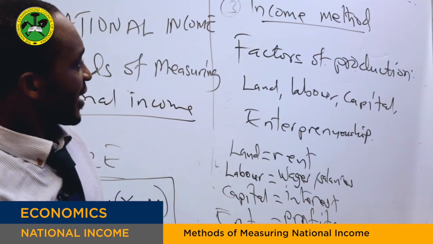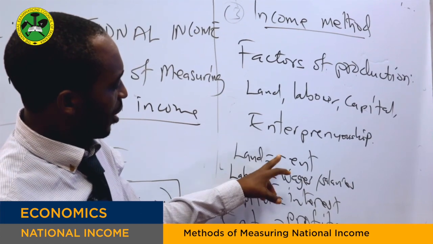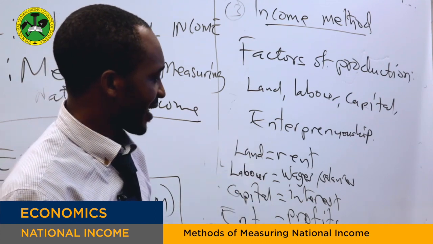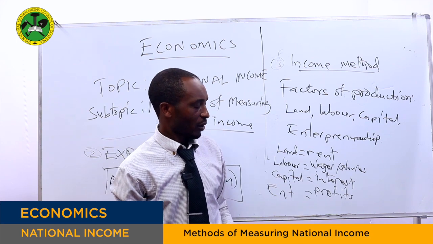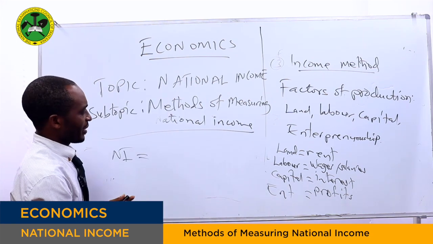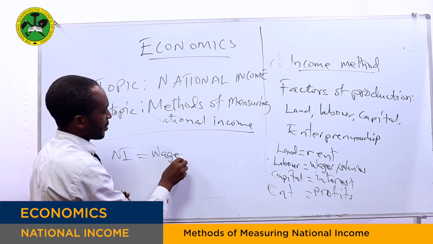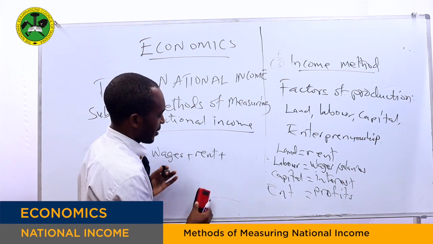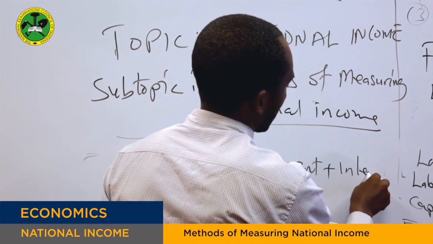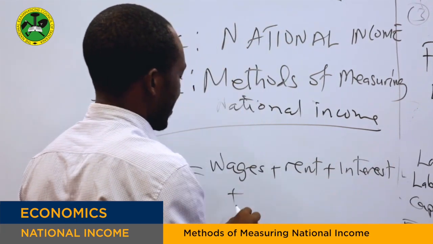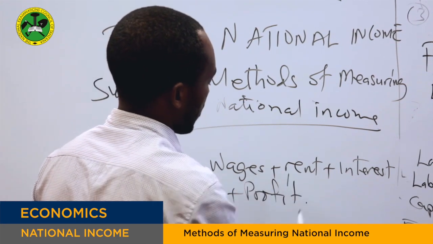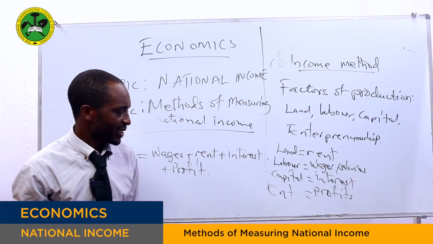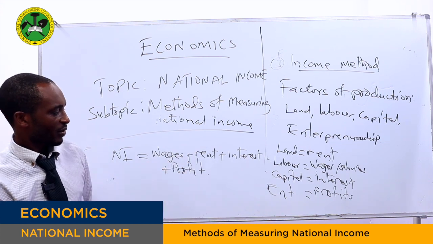So to find the national income by the income method, you need to add all these incomes which the land, labor, capital, and entrepreneur receive in providing the services. So our formula will be equal to wage plus rent plus interest plus profit. So if you are asked to use the income method to calculate national income, you add all these incomes of the factors of production.